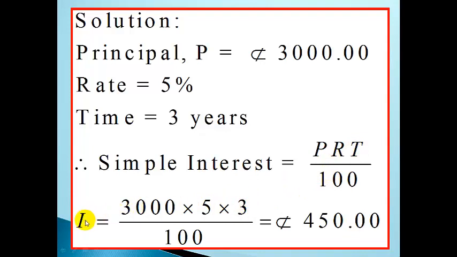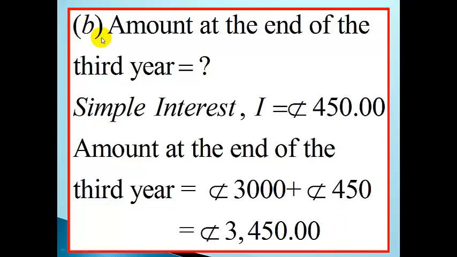So the simple interest will be equal to 3,000 times 5 times 3 divided by 100, and this is equal to 450 cedis. So the simple interest on the principal 3,000 at the interest rate of 5% for 3 years is equal to 450 cedis. Now B, we are supposed to find the amount at the end of the 3rd year.